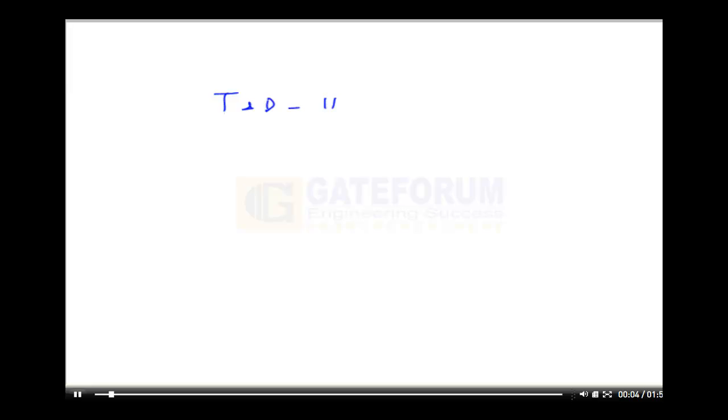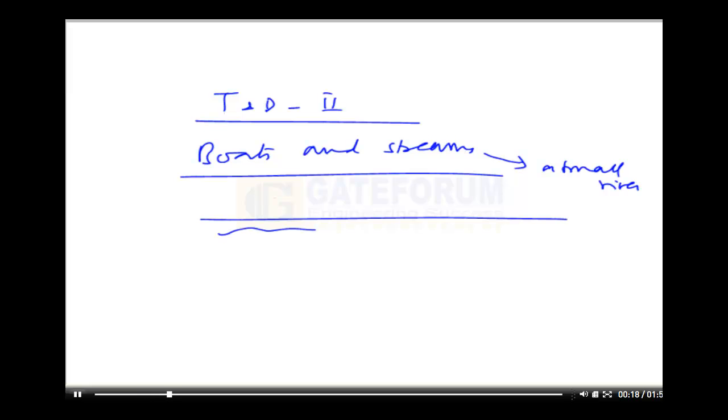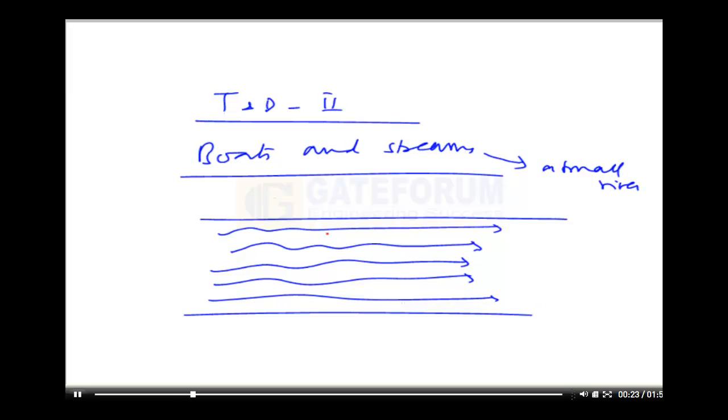Time and distance we call it as 2, which is called boats and streams. A stream is a small river. So if you draw the sketch of a river, if you are sailing or rowing a boat or swimming in the direction of the current, it's called downstream, and if you are sailing against the current or swimming against the current, it's called upstream.